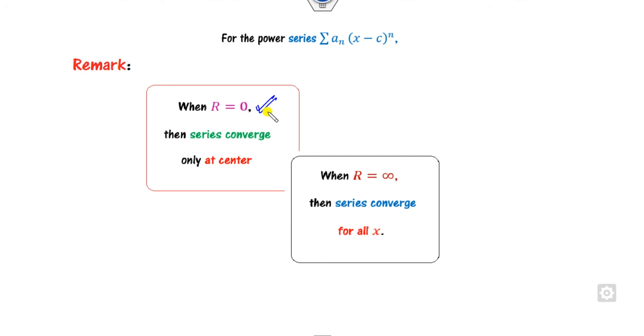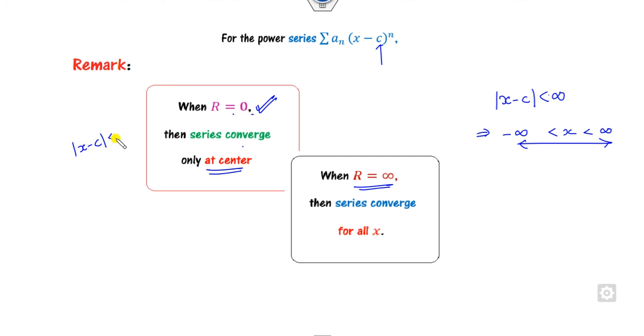If you find the value of r is 0, it means the series converges only at the center, that's c. If you find r is infinity, what is the meaning of that? So what is the interval of this? From minus infinity to plus infinity, that's the complete real line. If r is 0, then what is the meaning of that? That is, the modulus of x minus c is less than 0. What is the meaning of that? That is only possible at x equal to c.